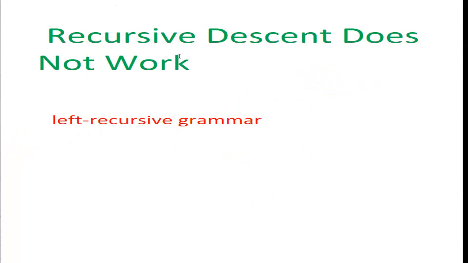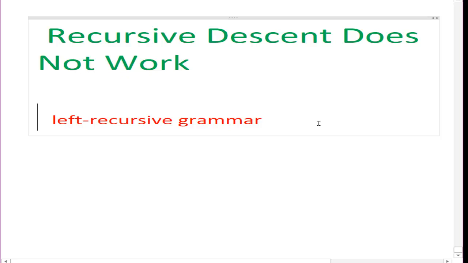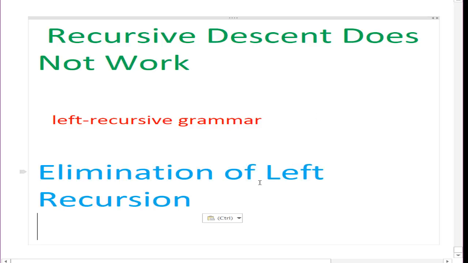Now this recursive descent does not work when we have a left recursive grammar. So we'll try to see what a left recursive grammar is, and then we work on the elimination of the left recursive grammar. This left recursion is to be eliminated, so we first see what this left recursive grammar is, and then we work on its elimination.